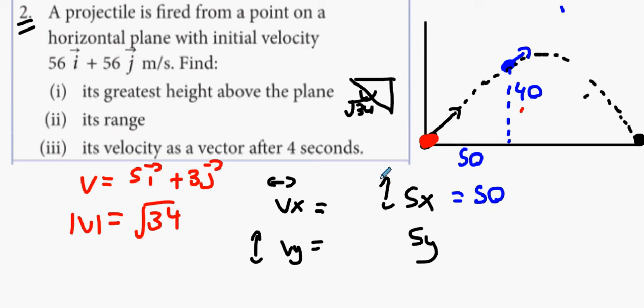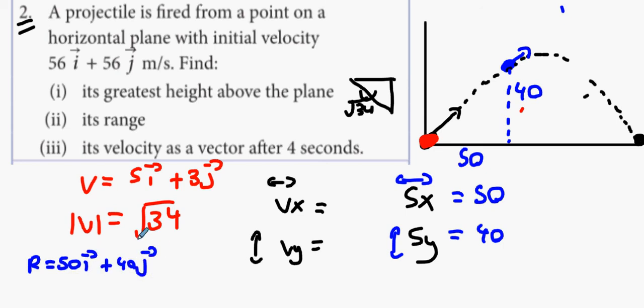Oh sorry, why did I put the arrows like that? Sorry, Killian, let's see what I did there. The arrows are going left to right for Sx, and then for Sy, 40. And if somebody was to ask you the displacement, you could say it's 50i, which means 50 across, and 40j, which means 40 upwards. Okay? Remember, it's not the same as distance, you got it?